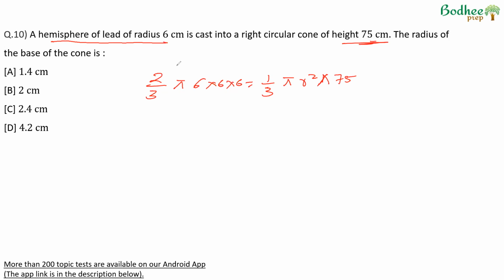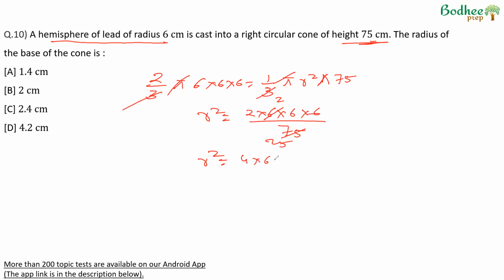R is something that we have to find out. Height is given as 75. We have to find the radius. So here pi and pi get cancelled. 3 and 3 get cancelled. R square will simply be 2 into 6 into 6 into 6 upon 75. 3 25s are 75, so this becomes 2 into 6 into 6 into 2 upon 25. Multiply by 4, so r square is equal to 4 into 6 into 6 into 4 by 100. If we take the square root, we'll get 4 into 6 by 10, which is 2.4 centimeters. Option C becomes my answer.